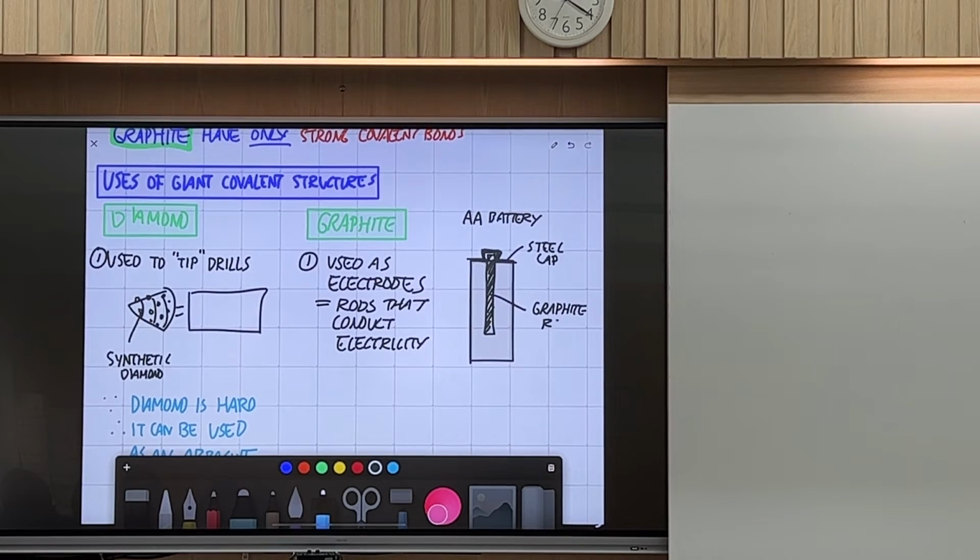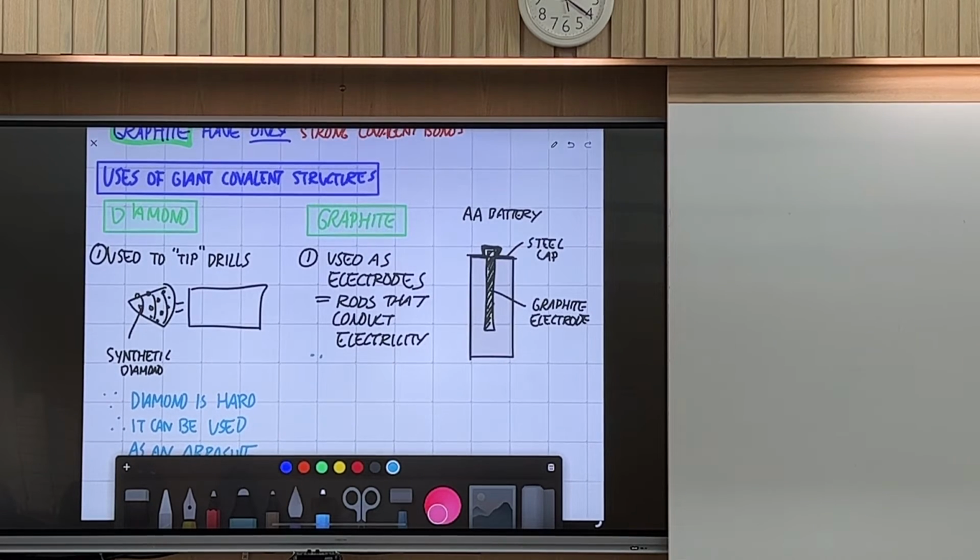Why would you see graphite in here? That's because it's a conductor. You wouldn't use something that does not conduct electricity inside a battery, right? Okay, for obvious reason. So this is graphite rod. It is used as an electrode, okay? So graphite electrode. An electrode is something that conducts electricity. So graphite, that is. So write down why this is used in this case. Because it is a conductor.